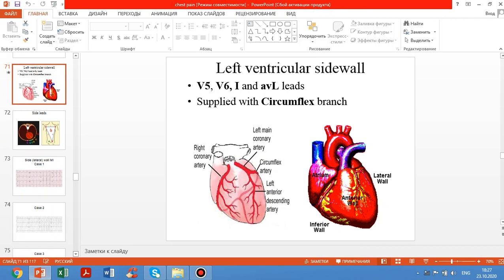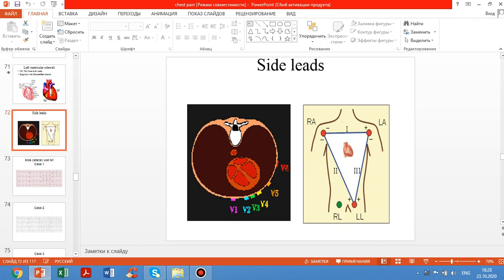The left ventricular side wall is shown in V5, V6, first and AVL leads, supplied by the circumflex branch of the left artery. You can see ECG leads of this left side of the myocardium, of the ventricle. It is V5 and V6 leads, and this left side in the first lead and AVL leads can show changes in this wall.